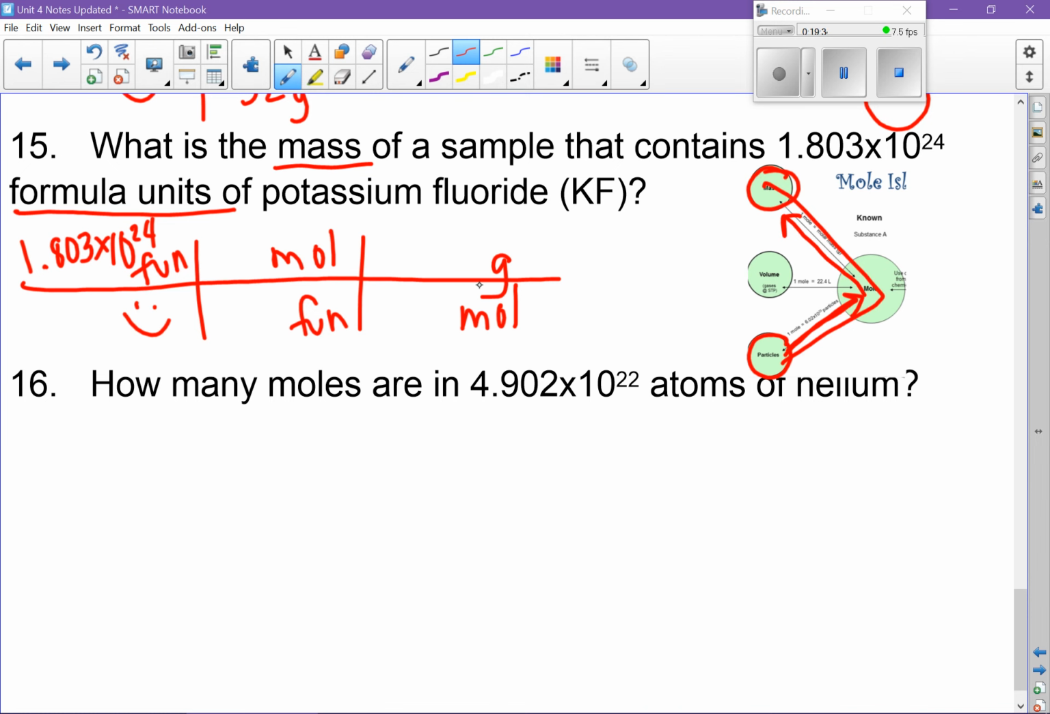Now you're ready to put your numbers in. Always 1 with the mole. Formula units is 6.02 times 10 to the 23rd. And grams means we need the molar mass of our chemical, and they tell me that the chemical is potassium fluoride, or KF. So K, there's one of them, and the mass is 39. F, there's one of those, and the mass is 19. When you add that up, you should get 58.